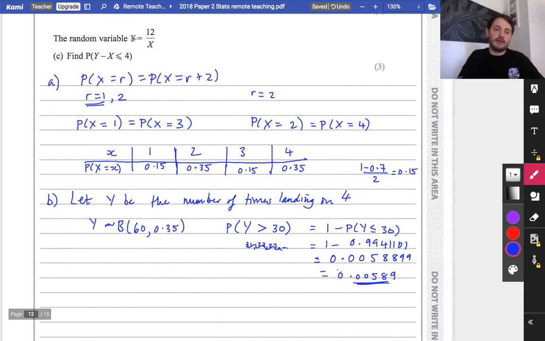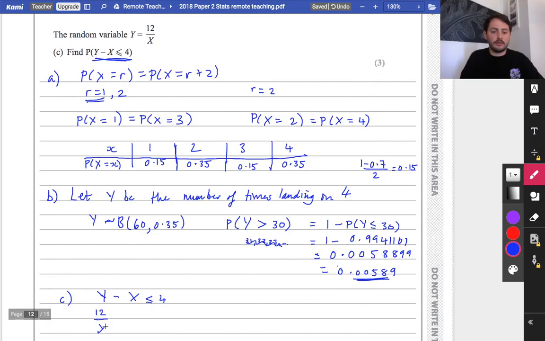The random variable y equals 12 over x. And we want to find out the probability of this inequality. Well, that looks weird to me. However, they've told me what y is. So y minus x being less than or equal to 4, I want to change it all to x. So I'm going to replace the y with 12 over x minus x is less than or equal to 4.